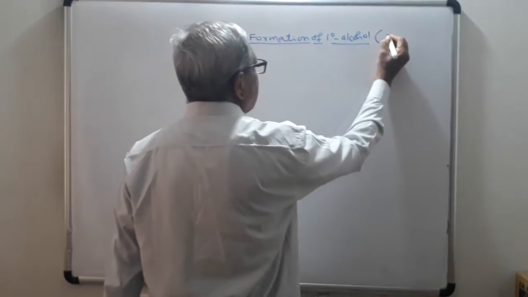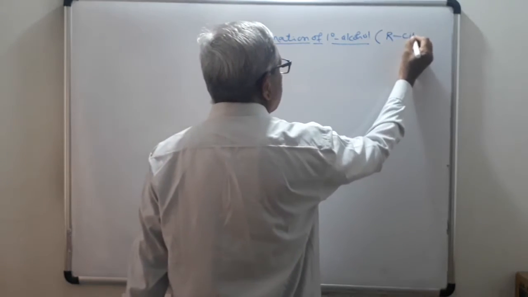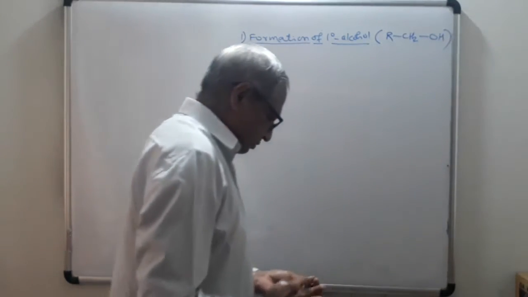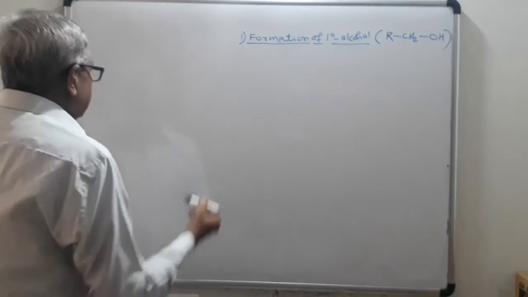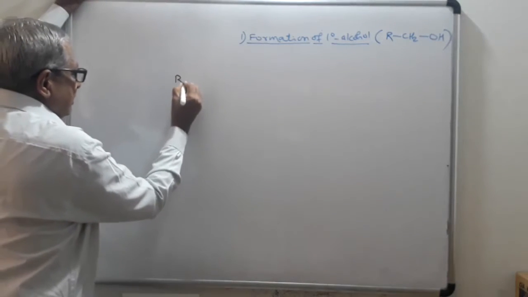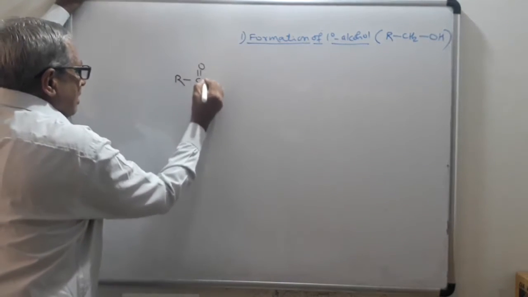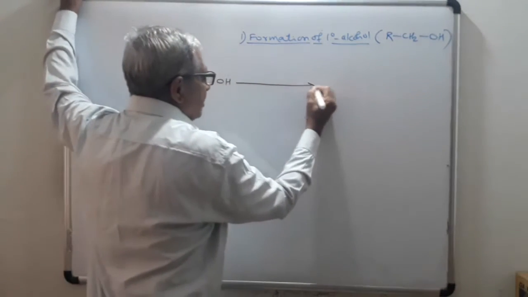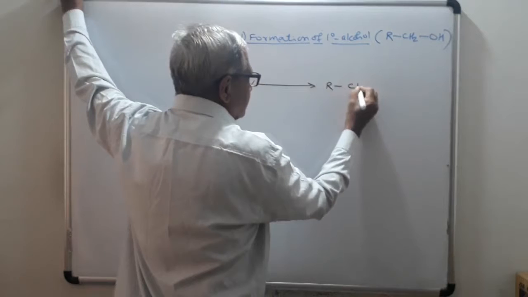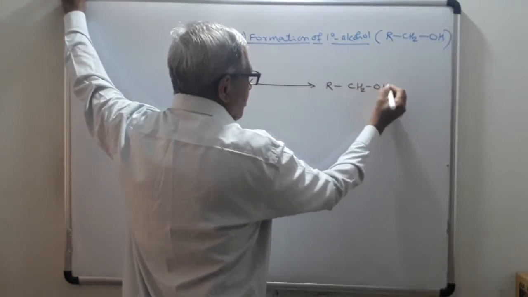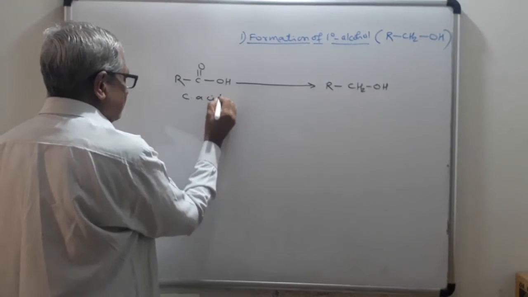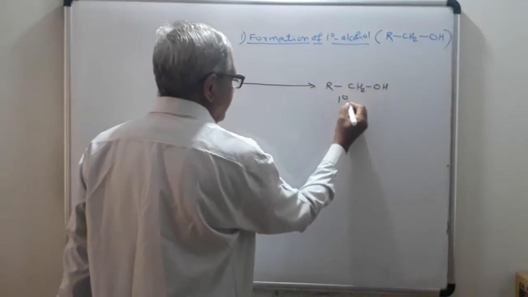Primary alcohol has general formula RCH2OH. Now see the question here. This is carboxylic acid, RCOOH. You are converting it into RCH2OH. Carboxylic acids are converted to the primary alcohol.